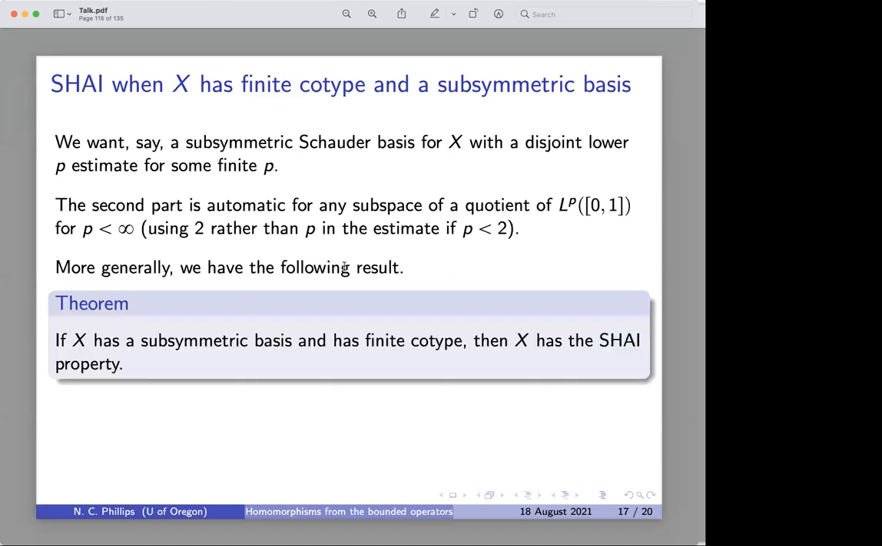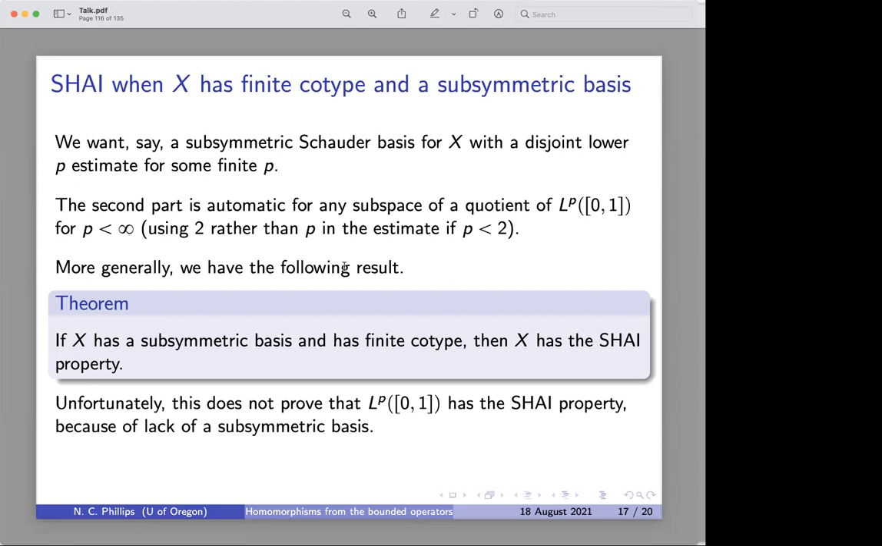And more generally, you actually get the following. Suppose that X has a subsymmetric basis and has finite cotype. Then X has the SHAI property, that is, surjective homomorphisms to L of Y are automatically also injective. Unfortunately, this does not get capital LP because of lack of a subsymmetric basis. This is the thing which Horvath originally asked. And so we'll tackle that in a slightly different way.